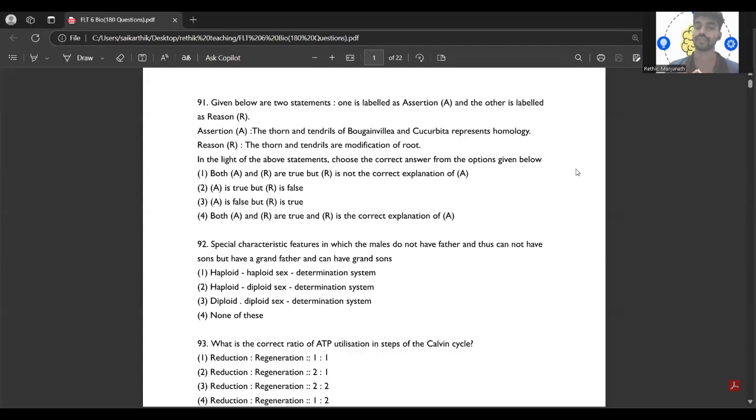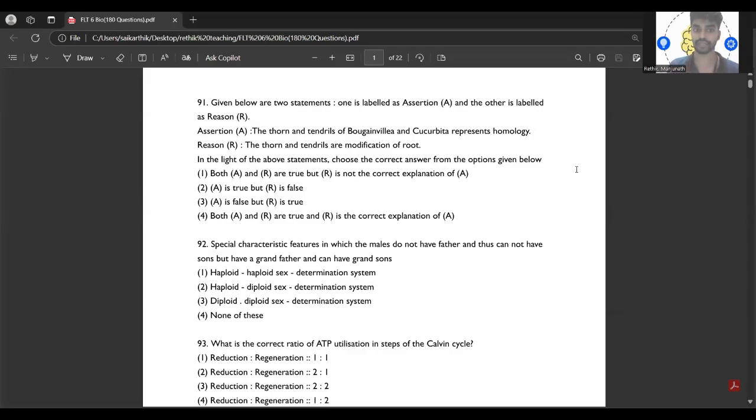Okay. So given below are two statements. Assertion: the thorns and tendrils of Bougainvillea and Cucurbita represent homology. And the reason is the thorns and tendrils are modifications of root. So what would be the correct option?